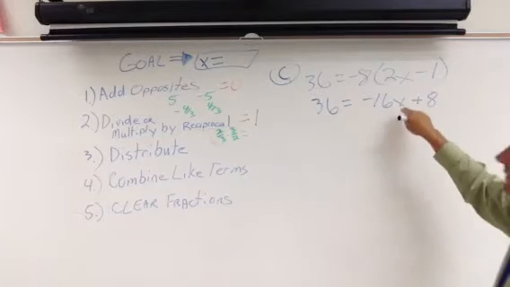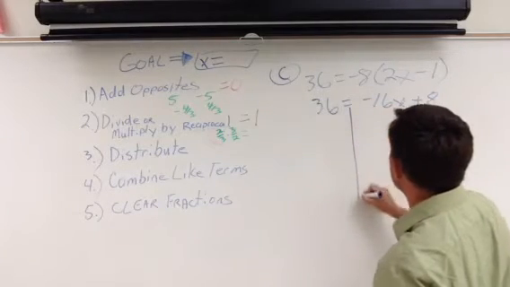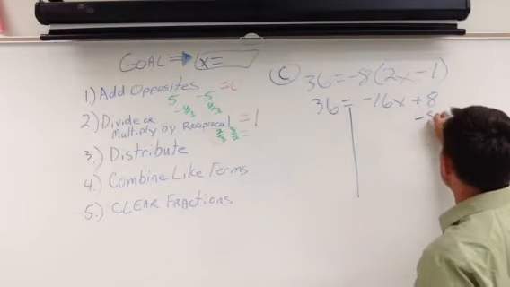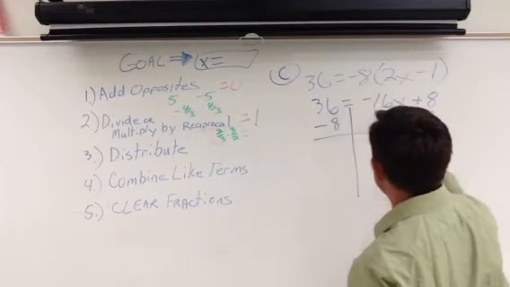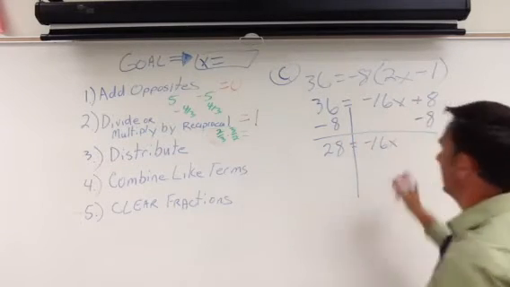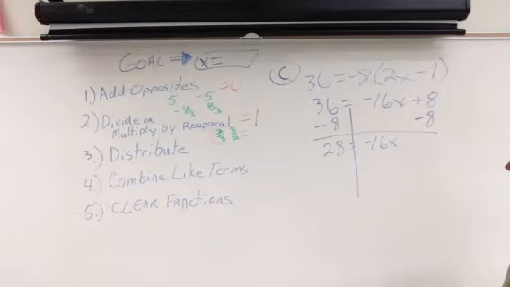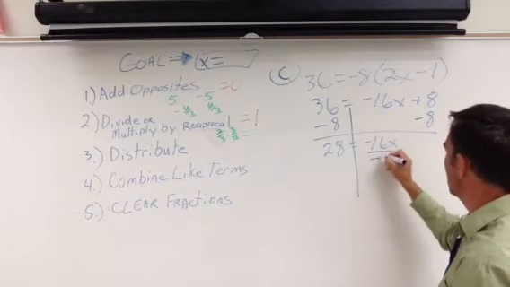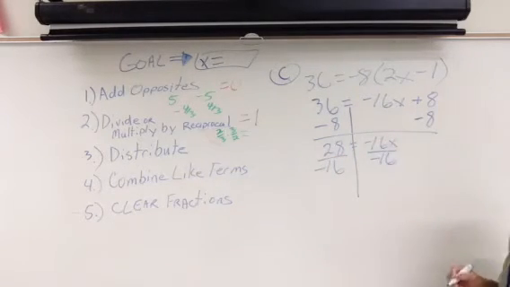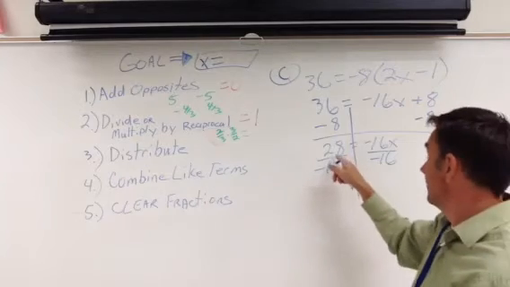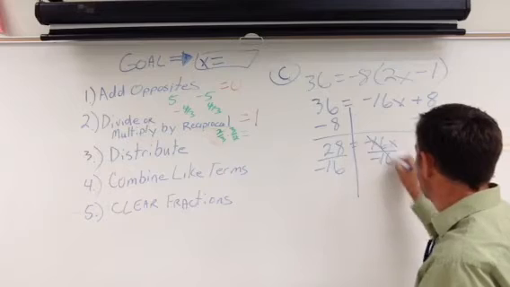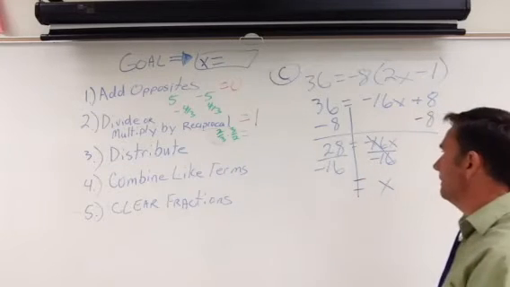Now, again, my x's are on the right, so I want to keep them there, so I want to bring the 8 over to the other side. So I'm going to add negative 8 to both sides. 28 equals negative 16x. And now we want to divide by the coefficient. And again, if you notice, I'm dividing by the number that's multiplying the x. I am not dividing by 28 because that's on the left-hand side. These cancel, so I'm left with x on the right.